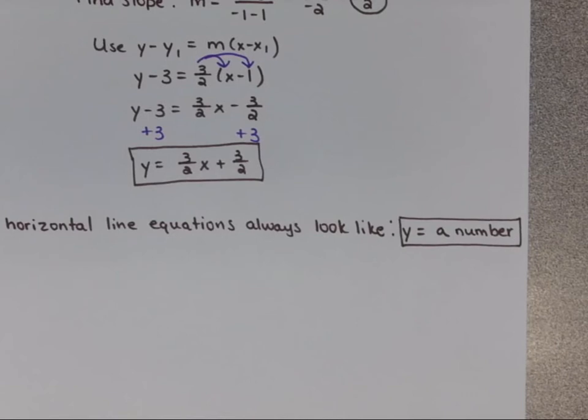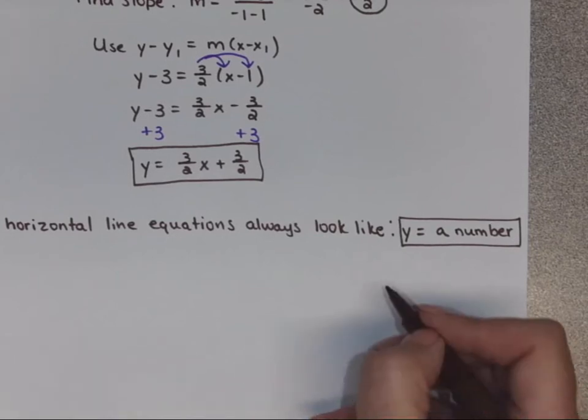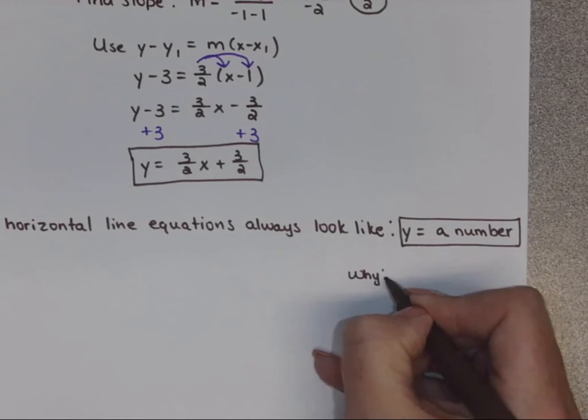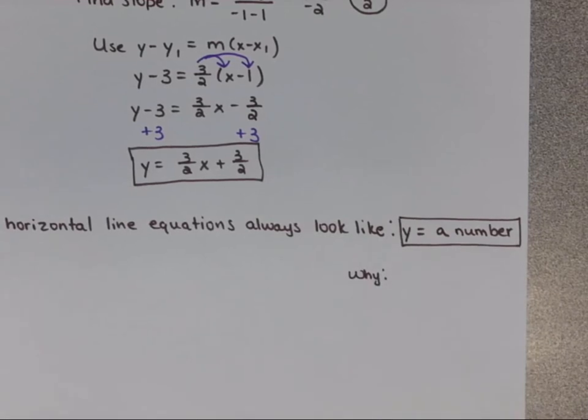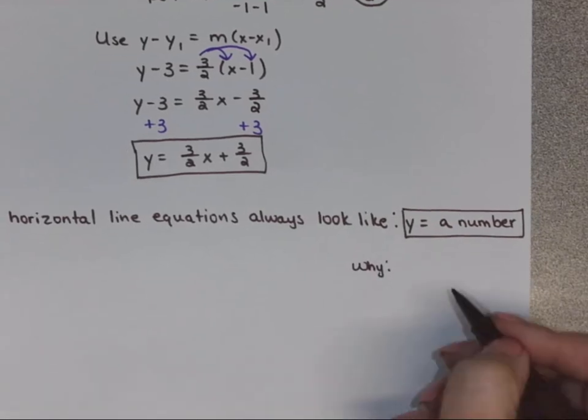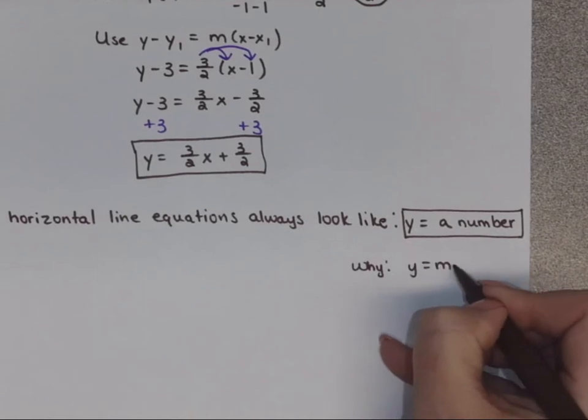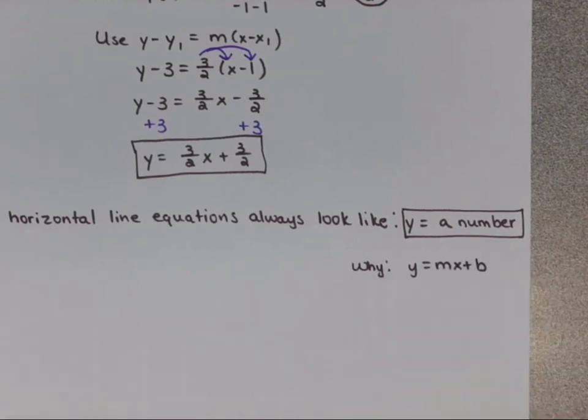Okay. So there's a couple of reasons why that happens. So I'm going to kind of draw a picture, but also kind of show some work here to explain why. Here's our normal format for a line, right? Y equals mx plus b.